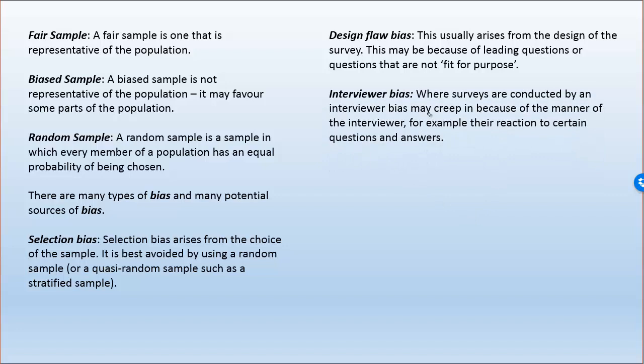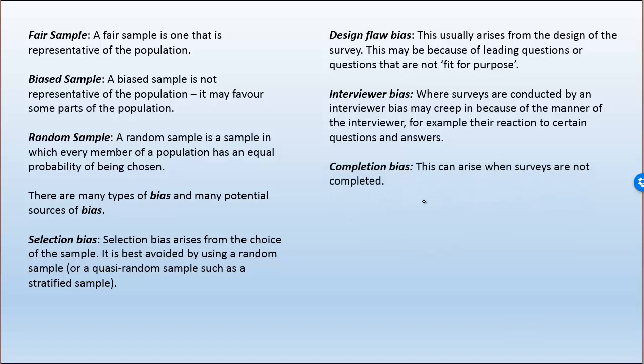Interviewer bias. Where surveys are conducted by an interviewer, bias may creep in because of the manner of the interviewer. For example, their reaction to certain questions and answers, and even unwittingly an interviewer may lead you along a particular path just because you read their body language.